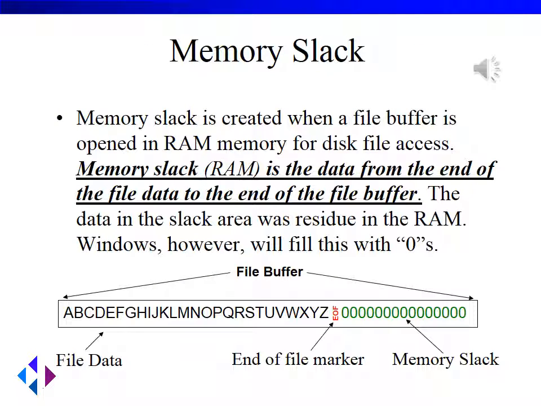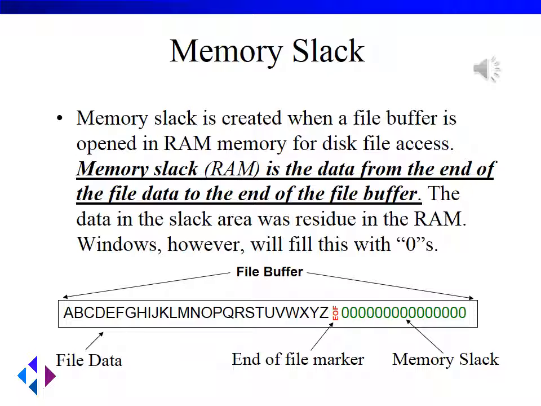So let's first talk about memory slack. Memory slack is created when a file buffer is opened in RAM memory for disk file access. Memory slack basically is the data from the end of the file data to the end of the file buffer. The data in the slack area was the residue in the RAM. Windows, however, will fill this with zeros, but not always.